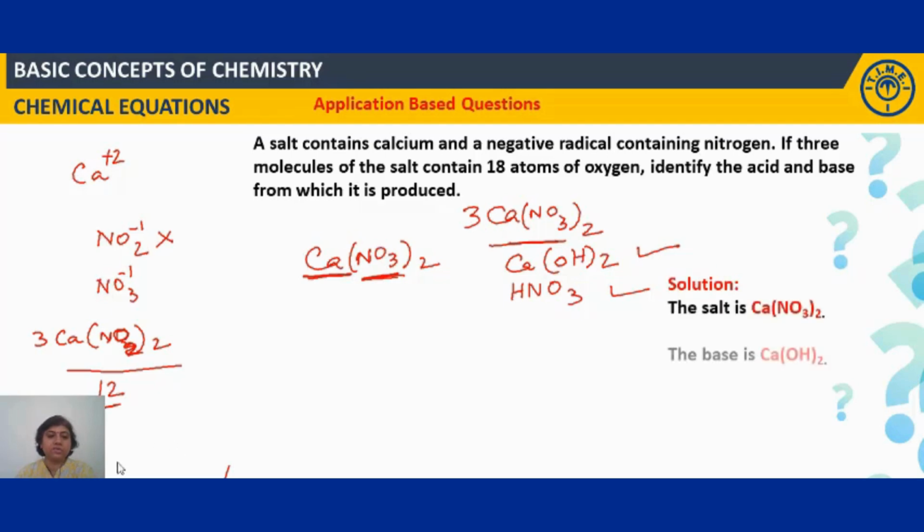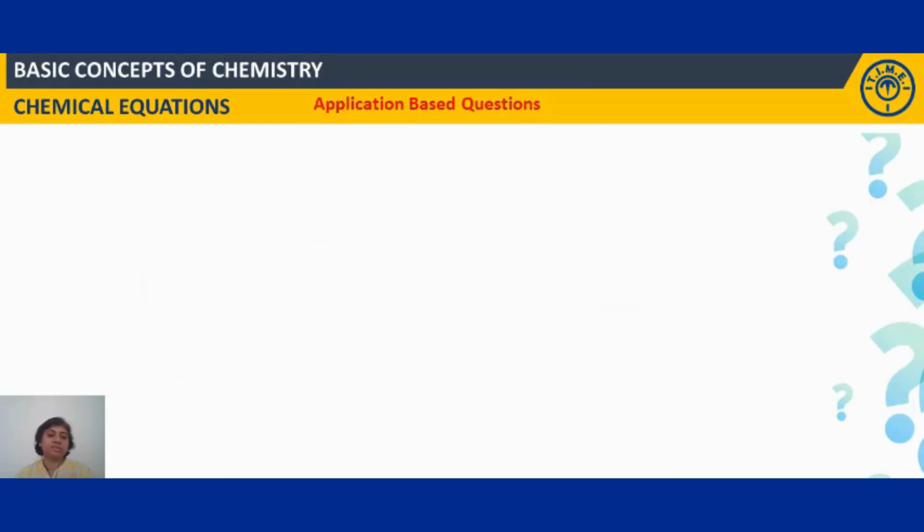So the solution is, see this side, right hand side, you see the solution. The salt is calcium nitrate, the base is calcium hydroxide and the acid is nitric acid. Good? Okay. We'll move on to the next question.